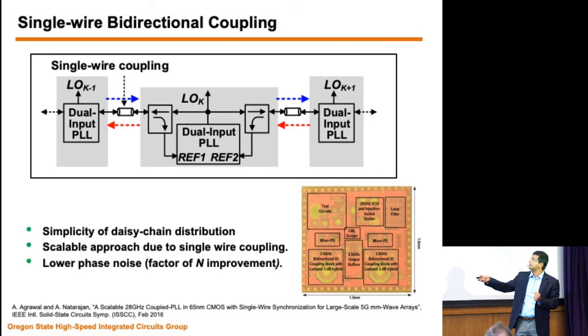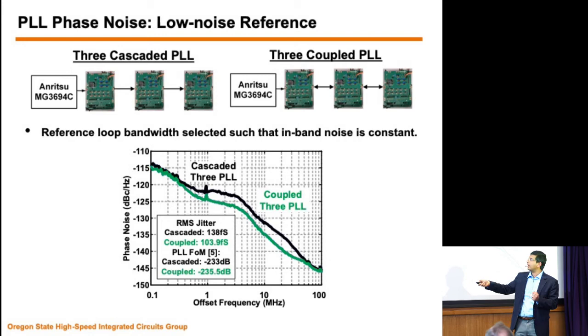So if I take these PLLs which are here, all I'm doing is I'm cascading them in a daisy chain manner, and my PLL phase noise plot looks like the black curve. But now we shifted to the coupled approach. So over that single wire, we are distributing references in both directions. And what you can see is that the coupled approach basically achieves better phase noise and gives you jitter improvement. And we have not really paid too much overhead in power consumption because these PLLs would be operating anyway. It's just that instead of having one reference, they're basically getting references from both directions.